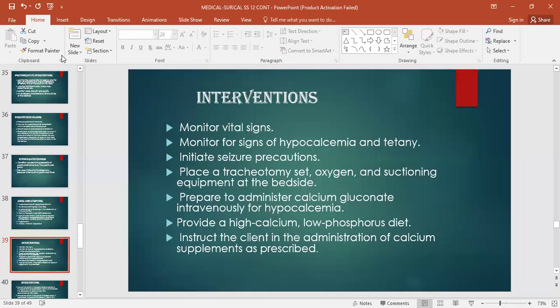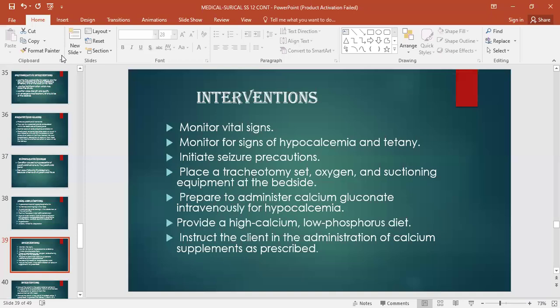What are your interventions? You monitor the vital signs, and monitor for signs of hypocalcemia. You initiate seizure precautions, and place a tracheostomy set, oxygen and suctioning equipment at the bedside. Then prepare to administer calcium gluconate for these patients. Provide a high calcium diet. So you give these patients diets that are high in calcium. Why do you give them diets that are low in phosphorus? Because the phosphate level is already elevated.